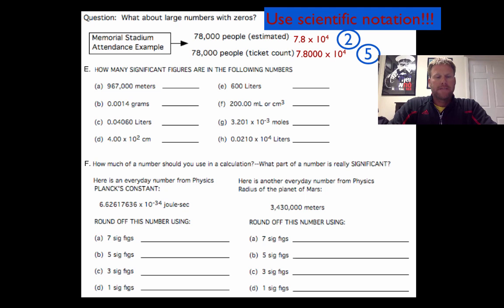Alright, once again, it is time to pause the video and practice. Identify the number of significant figures in the following values. Pause the video and try them on your own. The only way to get better is to practice. When you are ready, push play to check your work.